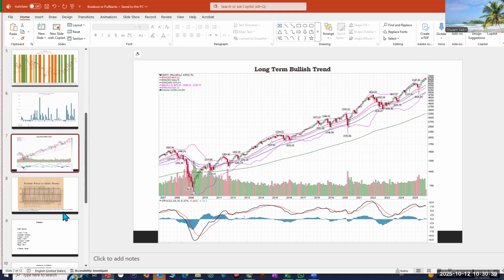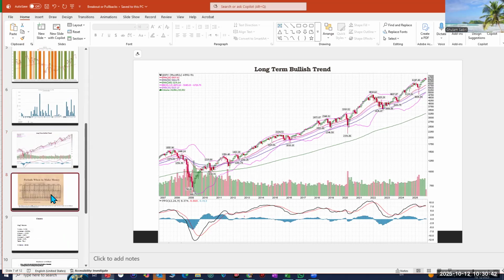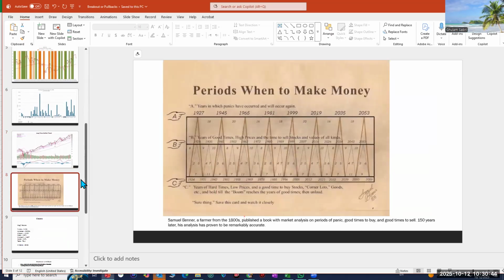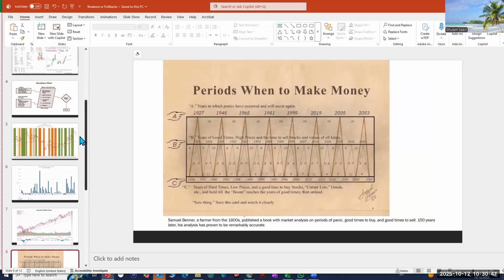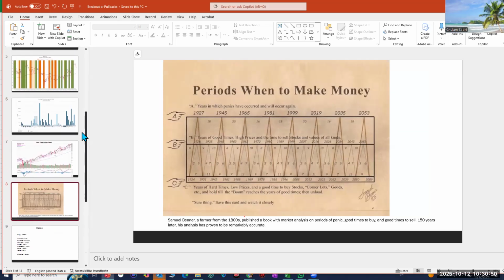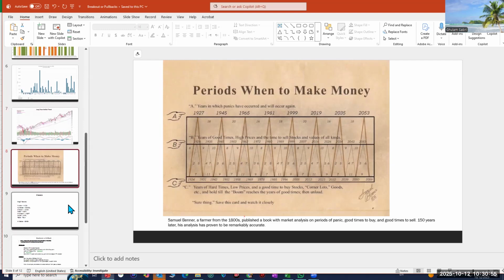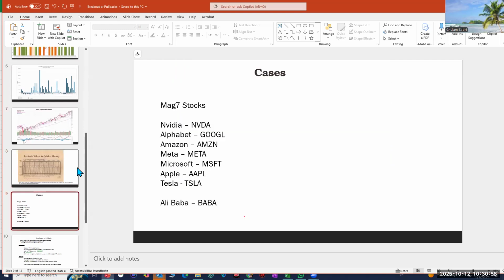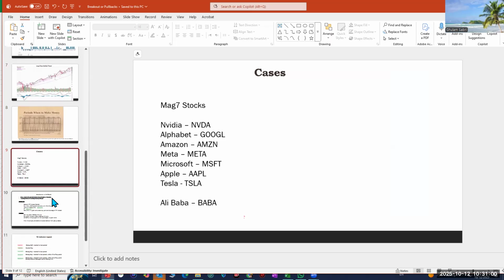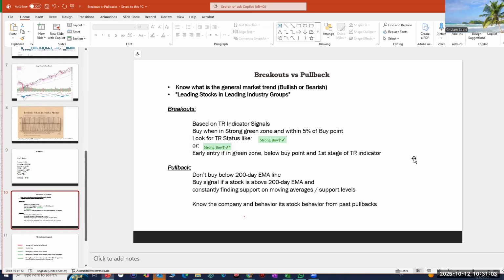We discussed the bullish trend, and how long we can expect this bullish trend to continue, besides those hiccups, those occasional pullbacks and corrections. So we will check some cases one by one, to see how we can use this methodology. Now there are two different systems. One is breakout, and that's the theme of today's presentation. The other one is pullback. So either we buy stocks on breakouts.